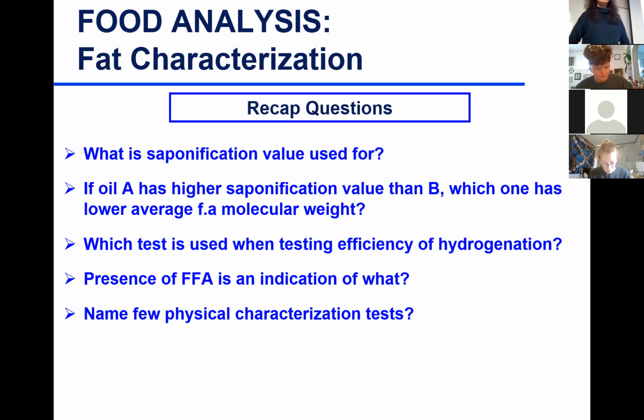Okay, so just to bring you back to where we left off last time, what is saponification value used for? So when I ask in an exam, define saponification value and what it's used for, what would you say? Let's see if anybody's going to respond, or maybe have a moment to look back and review what saponification value is for. Coleman?